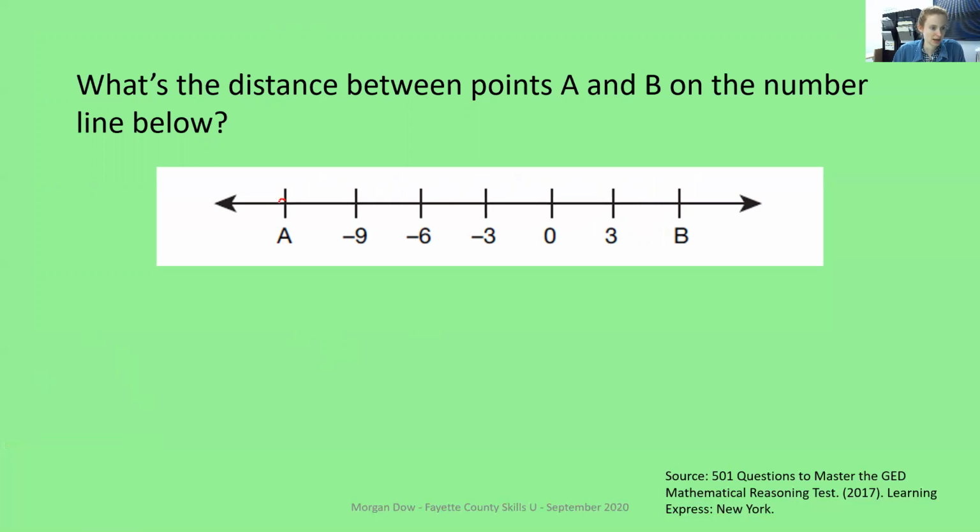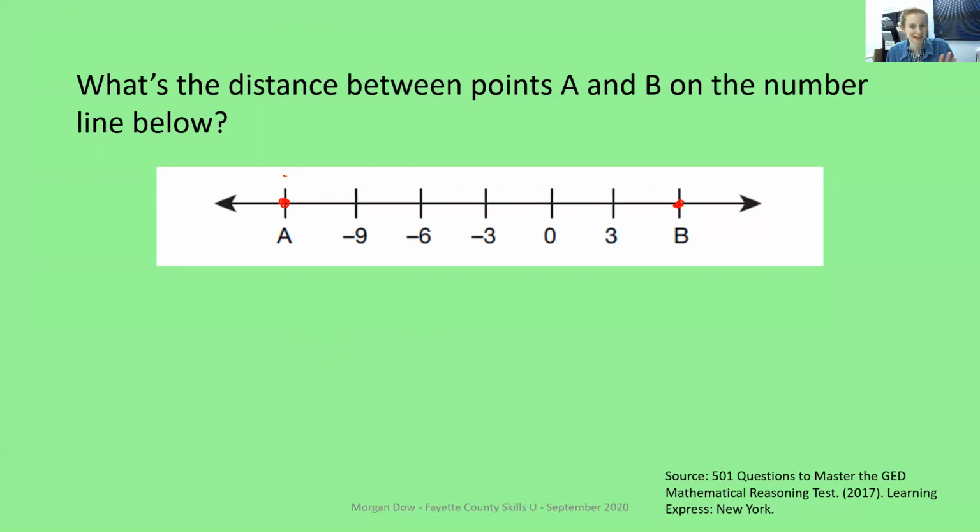So I've got point A here, and I've got point B here. What's the distance? Well, I just need to travel from one point to the other. So here I am at point A. I'm going to travel to point B. And when I look at my number line, I forgot my first step here.